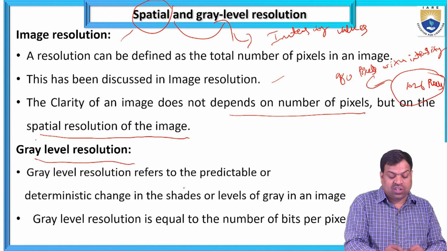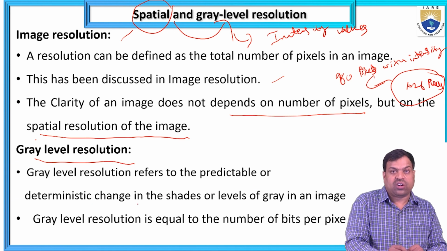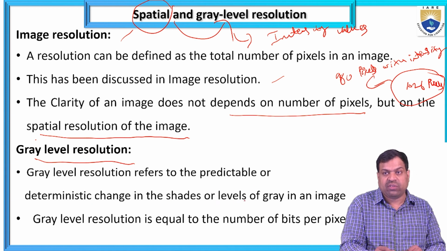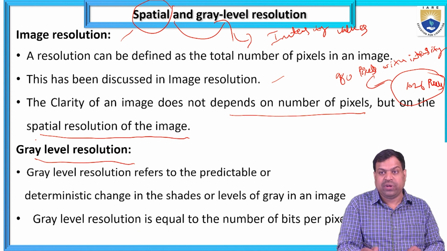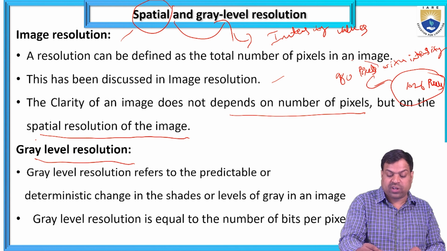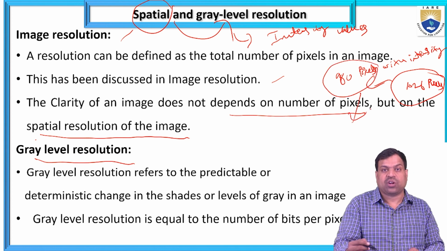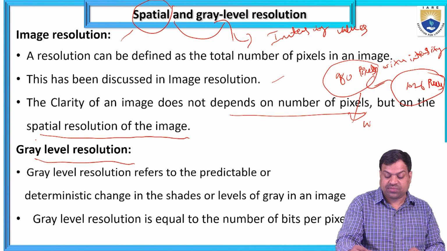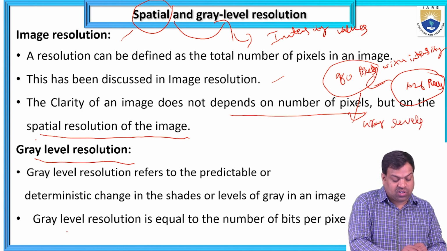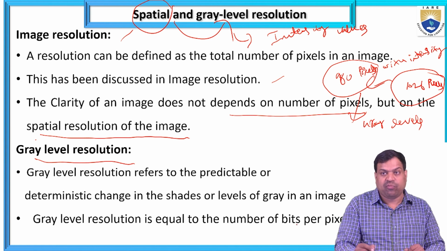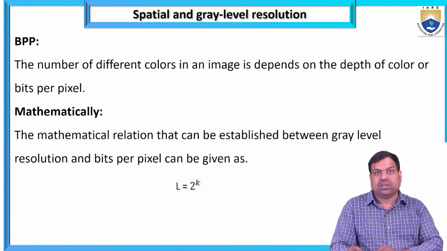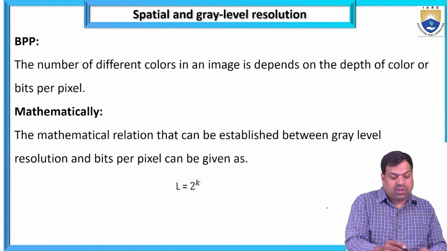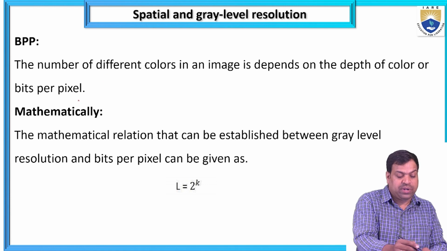Gray level resolution refers to the number of shades or levels of gray in an image. Gray level resolution is equal to the number of bits per pixel. The total number of pixels is 980, so how many bits are applied per pixel? So bits per pixel, BPP. How many bits per pixel?